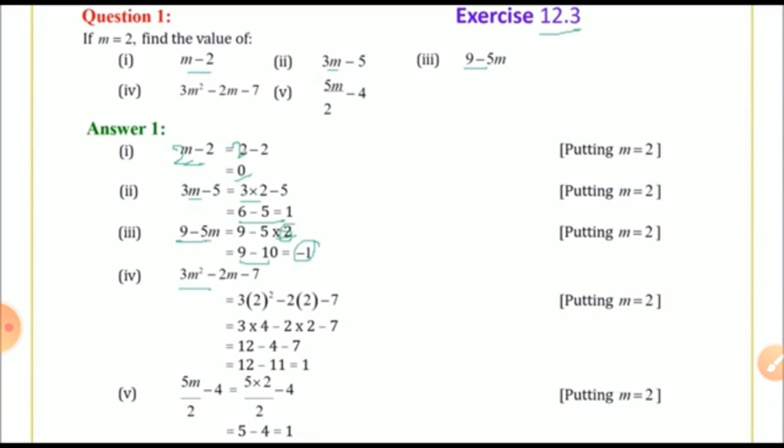In place of m, we put 2. 3 times 2 squared: 2 squared is 4, 4 times 3 is 12. 12 minus 4 minus 7. How much is that? Minus 4 and minus 7 make minus 11. So 12 minus 11 gives a 1. Next, 5m upon 2 minus 4. In place of m we put 2. 5 times 2 is 10, 10 by 2 is 5. 5 minus 4 will give you a 1.